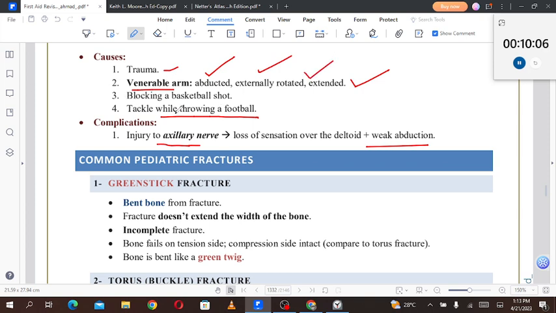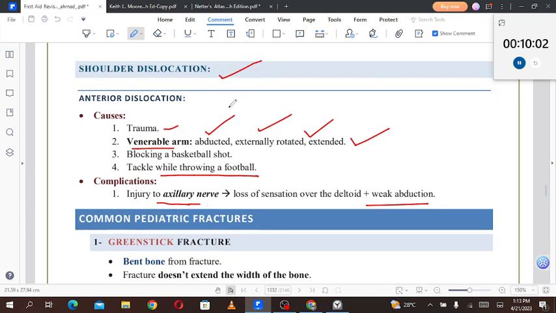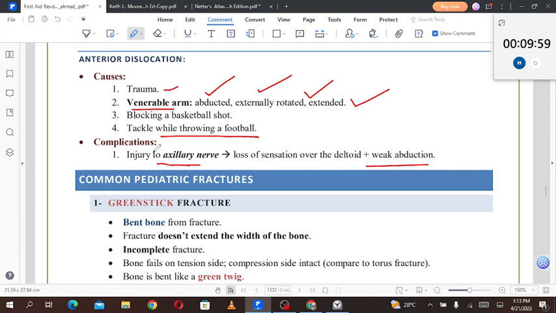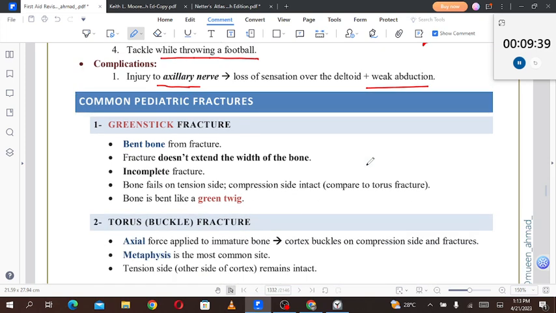Then blocking a basketball shot and the tackle while throwing a football. So the anterior dislocation can happen in these situations. Complications are injury to the axillary nerve, loss of sensation of the deltoid plus weak abduction. But if there's weak abduction, how will the arm be abducted? I guess it is not a manifestation of the injury. It is a position of the injury in which the nerve can most commonly be damaged. So I guess it is not a symptom. Weak abduction will be there, and Erb's palsy can happen. So let's forget about that.